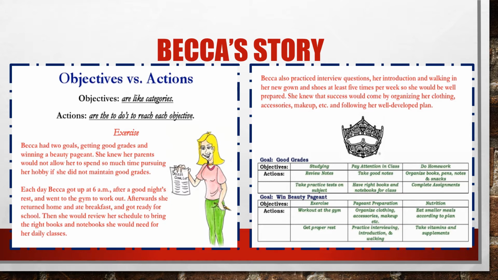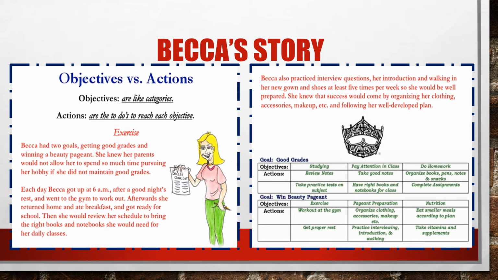Now, Becca had two goals, getting good grades and winning a beauty pageant. She knew her parents would not allow her to spend so much time pursuing her hobby if she did not maintain good grades. Each day, Becca got up at 6 a.m. after a good night's rest and went to the gym to work out. Afterwards, she returned home and ate breakfast and got ready for school. Then she would review her schedule to bring the right books and notebooks she would need for her daily classes.